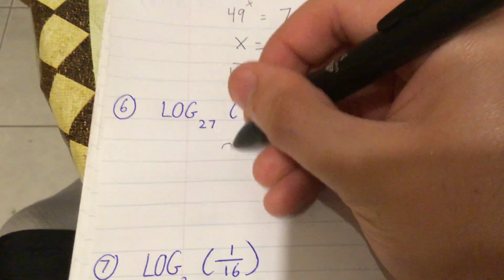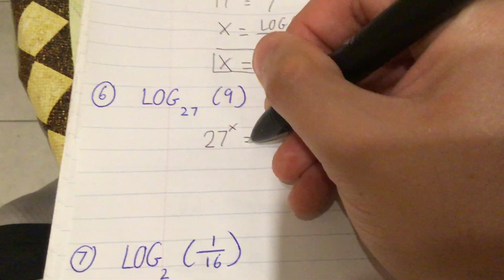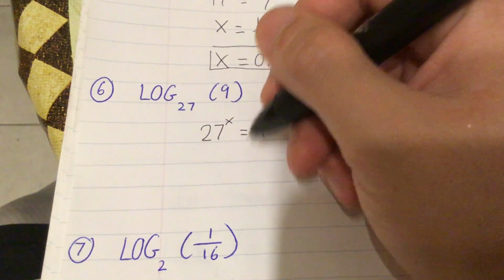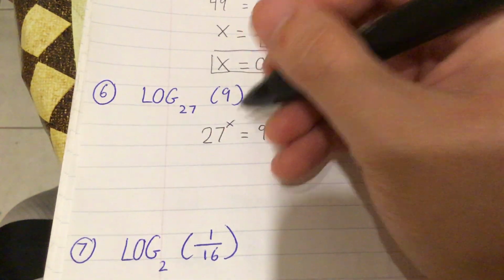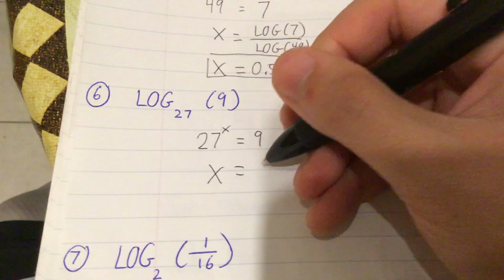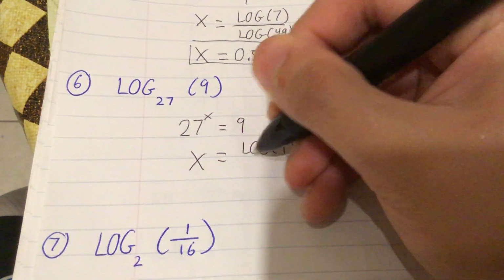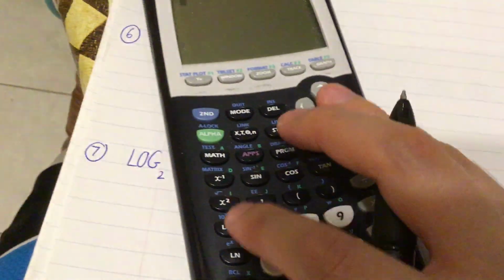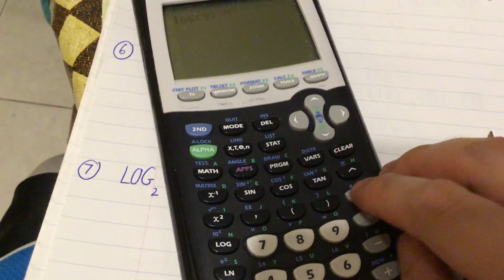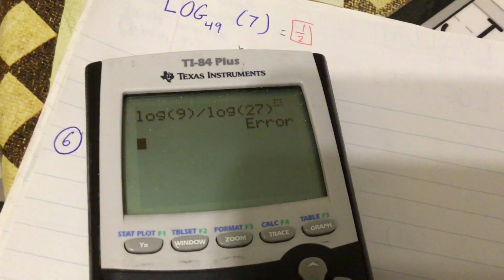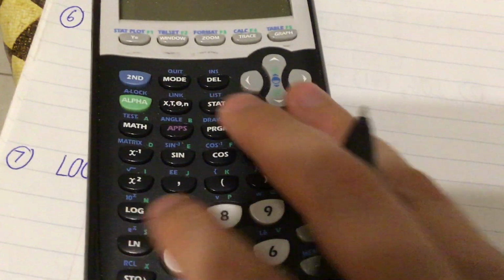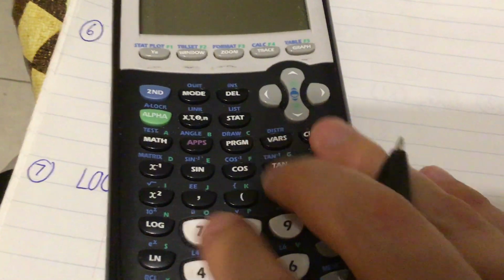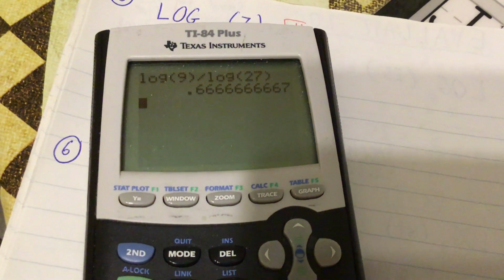Well, 27 to what power is 9? Well, gotta go with my gut on this one. It's going to be less than 1. So I've got x is equal to the log of 9 divided by the log of 27. And I'm going to plug that into the calculator. Log of 9 divided by log of 27 is going to be 0.6 repeating.